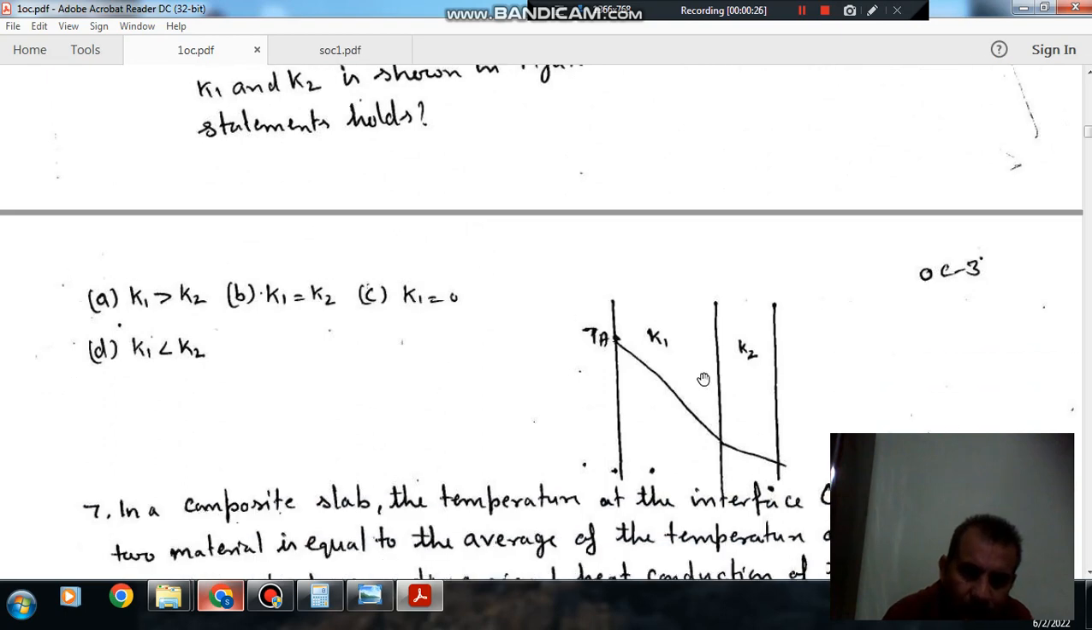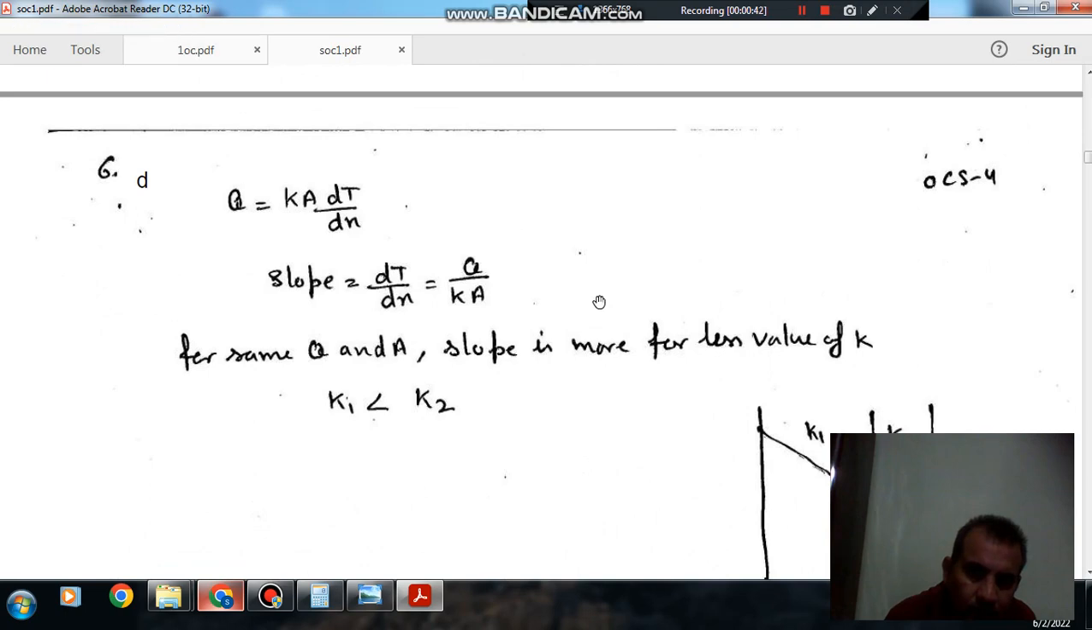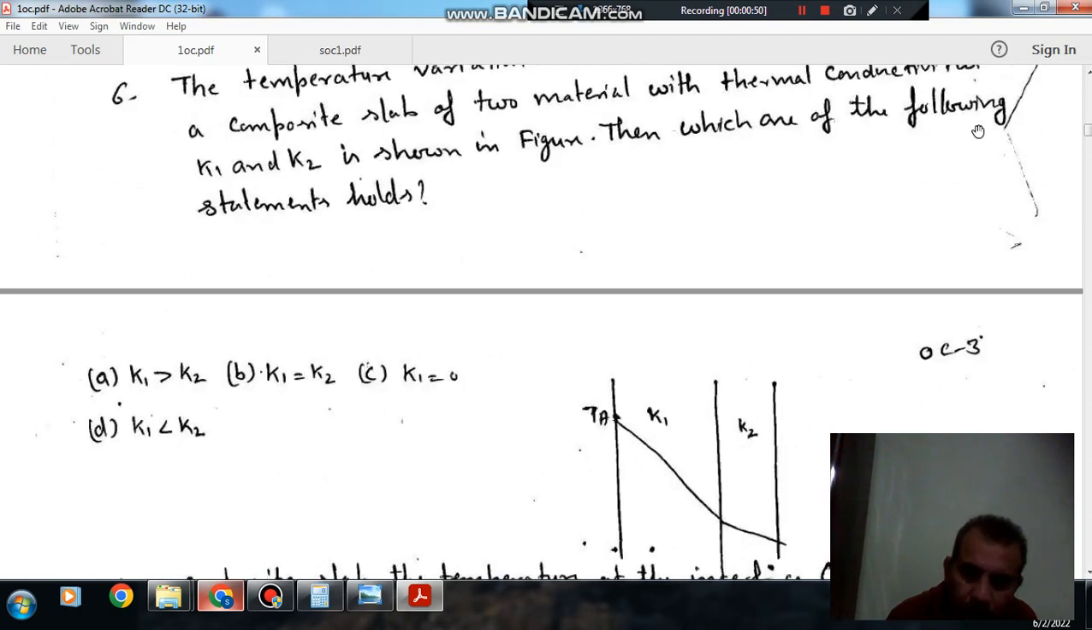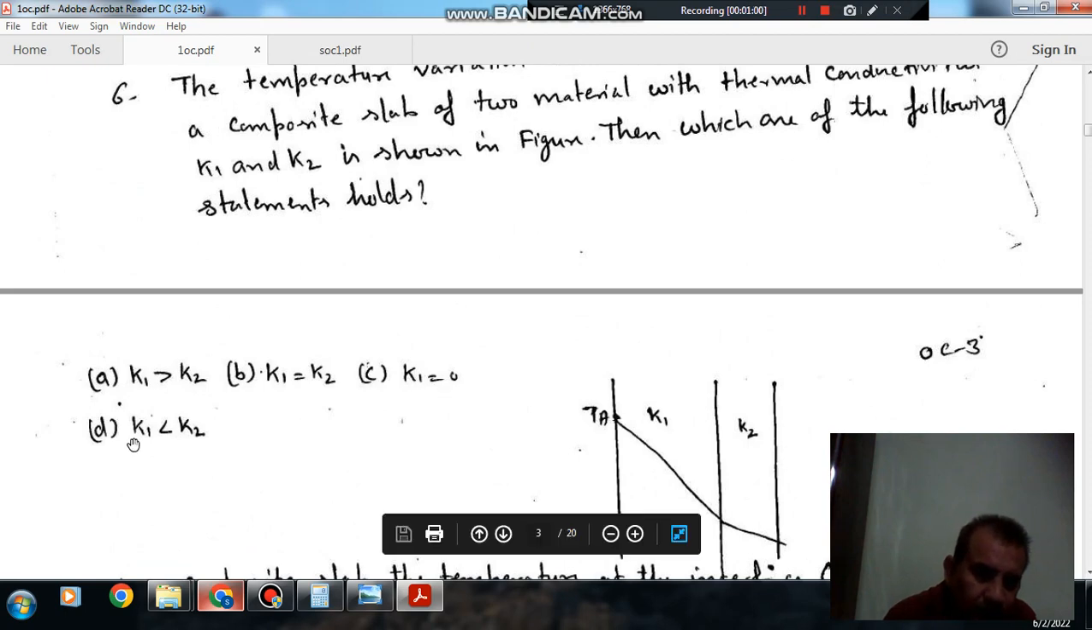So this is the wall, and this is a composite wall. This portion has conductivity K1 and the other portion has conductivity K2. So which statement holds? Option A: K1 is greater than K2. Option B: K1 is equal to K2. Option C: K1 is equal to 0. Option D: K1 is less than K2.